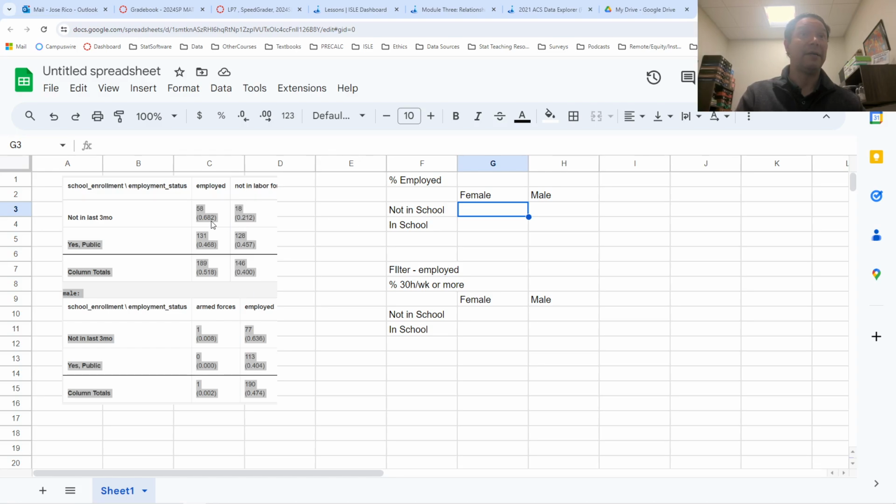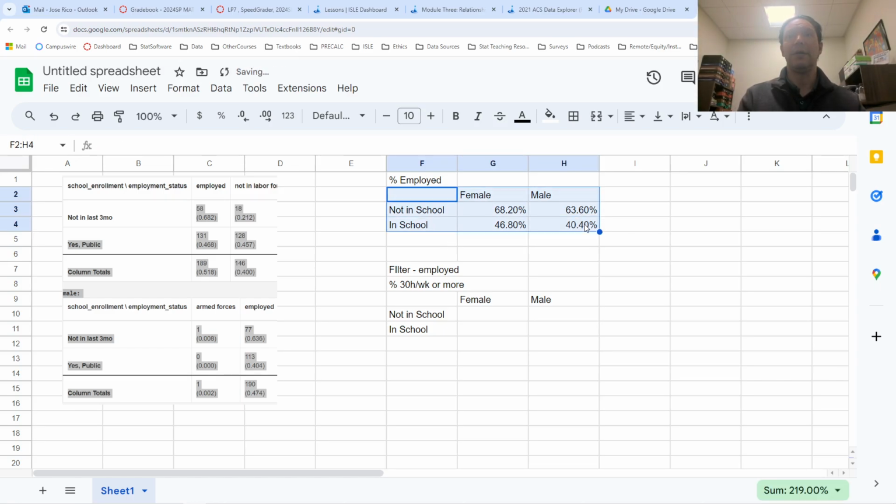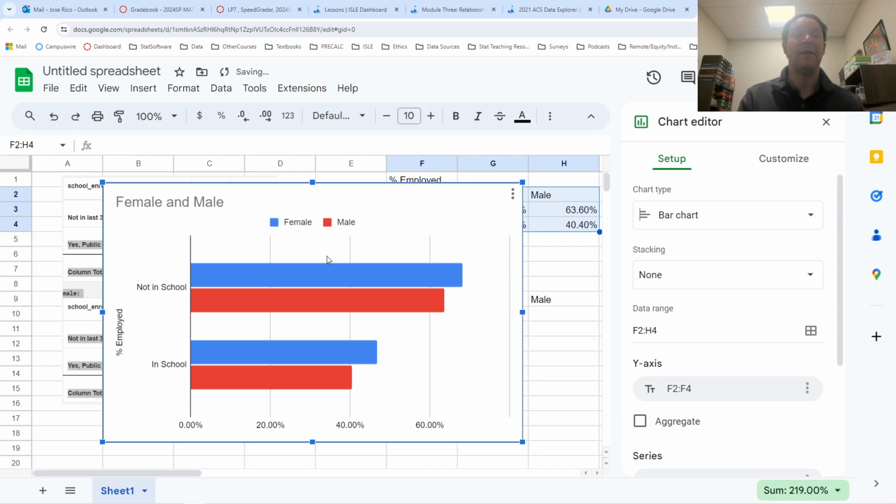So here I go. Females not in school, 68.2% of them are employed. Females in school, 46.8%. Males not in school, 63.6%. Males in school, 40.4%. So right off the bat, when you look at this, you're like, what's going on here? And again, these are not the right numbers because I did not combine public and private.